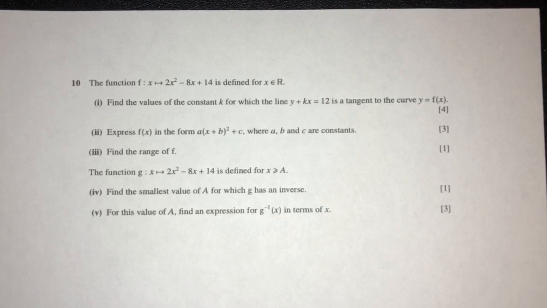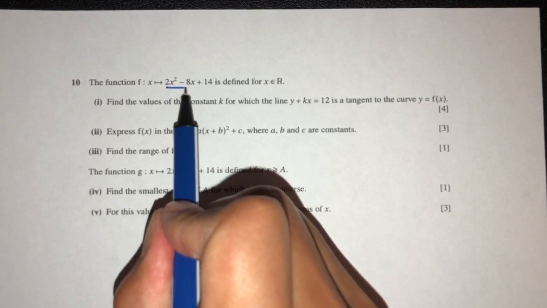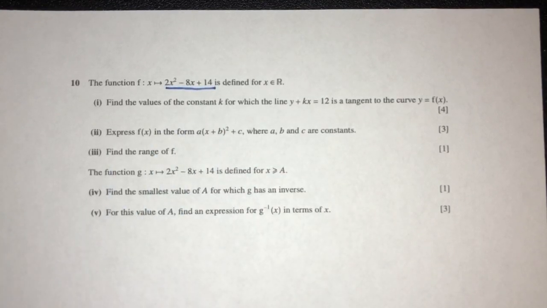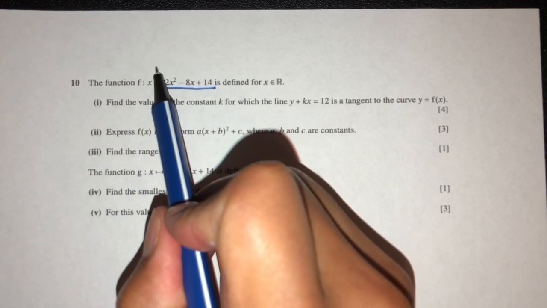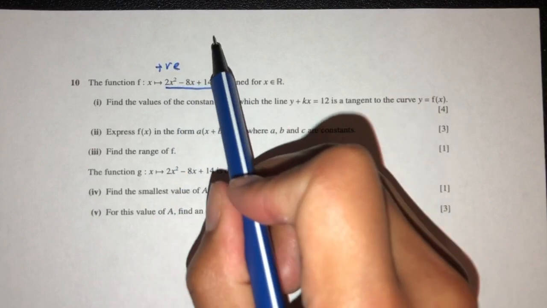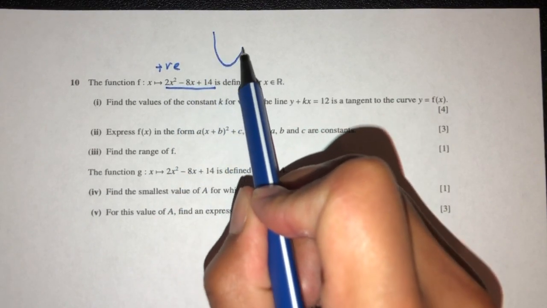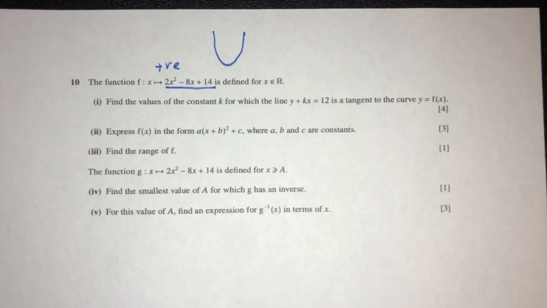The function f of x is given to you by this. Okay, now first thing I do realize is that the coefficient of x squared is 2. It is a positive value, so I can kind of understand the shape will be something like this, right? If the coefficient of x squared is positive, I can understand the shape will be something like this. Again, anyways, there's something good for you to know.